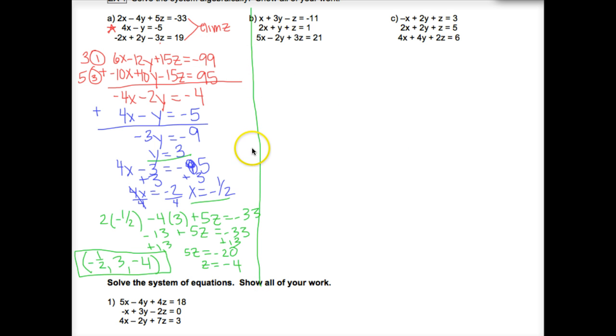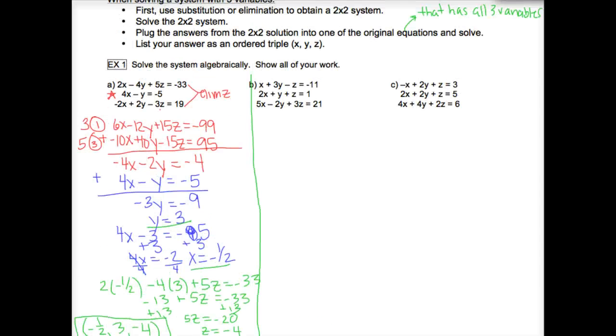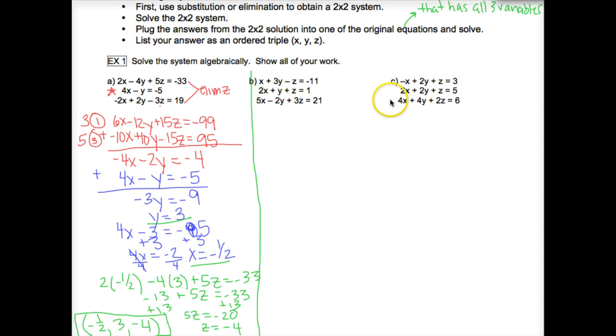If you write super, super big, you might need a separate sheet of paper if you can't write small enough to fit it. But I write pretty big, so usually if I can fit it, you can fit it. All right, so next example.